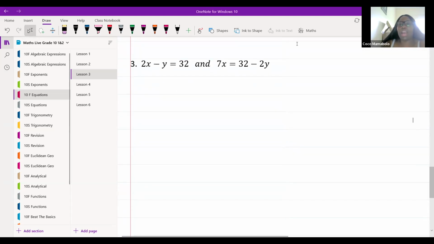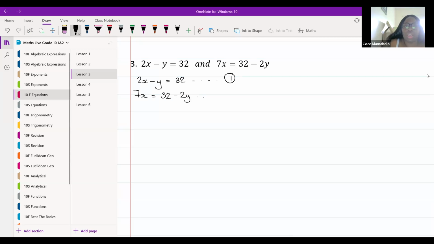All right, now we're going to bump into a little bit of a problem. In that I don't have y is equal to anything, and I don't have x is equal to anything, but I can shift things around, right? So here's what we're going to do. We're going to take this first equation, 2x minus y is equal to 32. That is going to be equation 1. And then for the next one, I've got 7x is equal to 32 minus 2y. And that is equation 2.